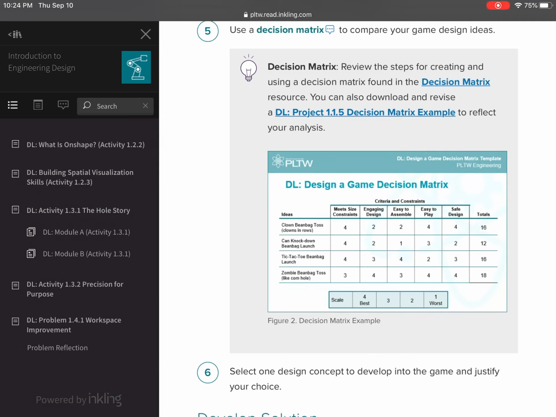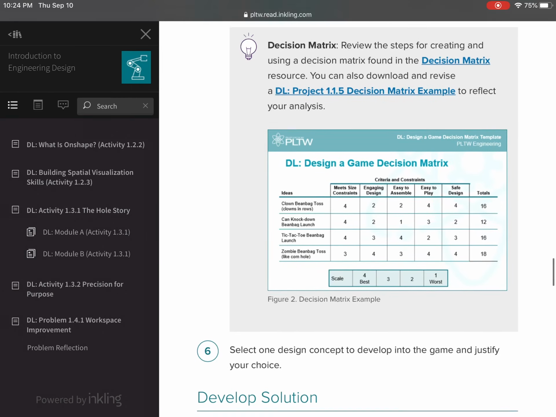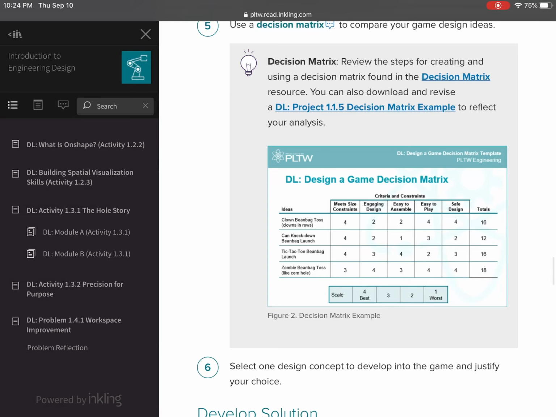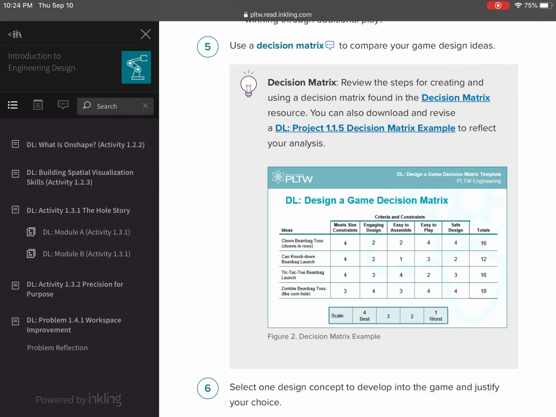Okay, so remember, for our project, we're not requiring that you need a beanbag because I know not everyone has one. But for this case, they have 4 different examples with beanbags. Okay, so they rate their different ideas based on criteria and constraints that they choose. Okay, so you don't have to do these 5 criteria and constraints. Those are the 5 they chose. They wanted to rate theirs based on meets size constraints, engaging design, easy to assemble, easy to play, and safe design. Okay, those are just 5 examples that you could rate it on.